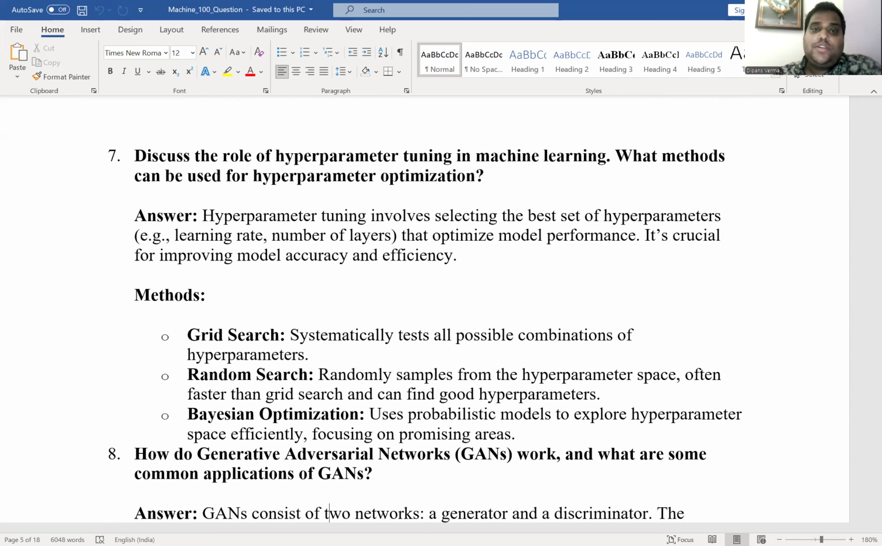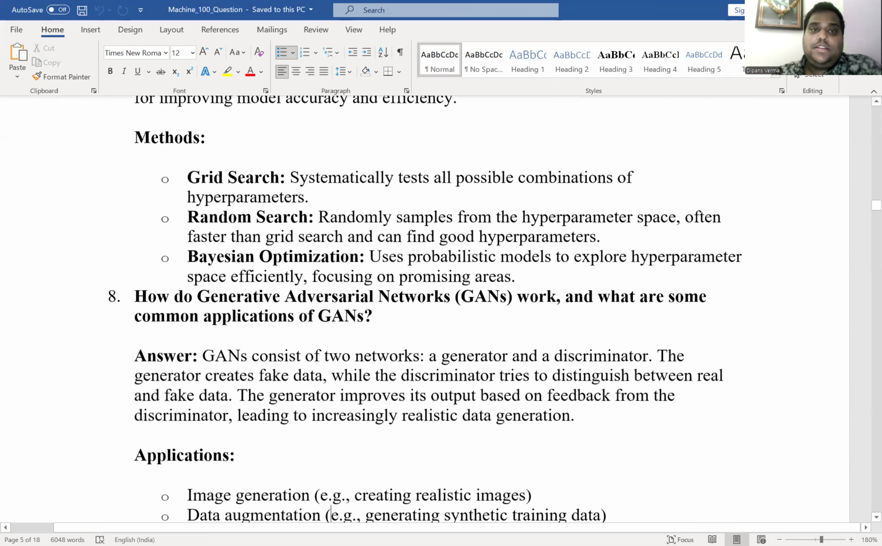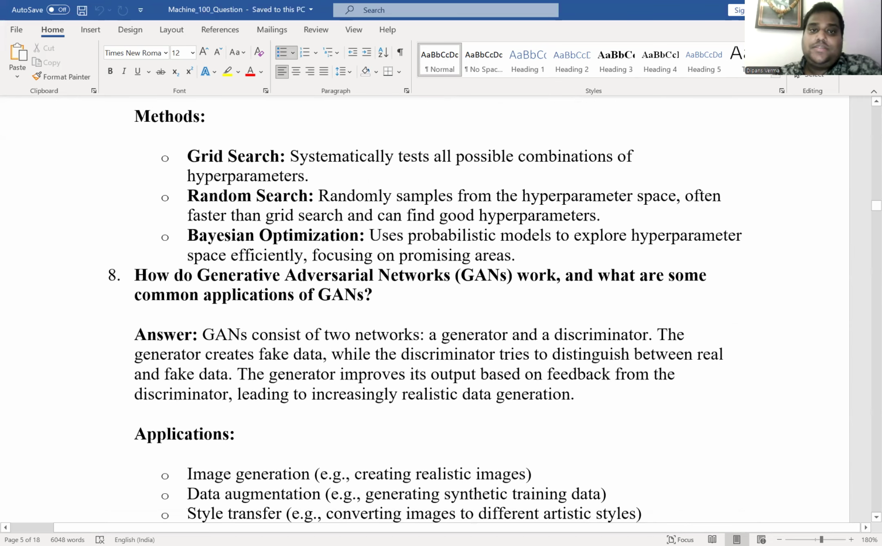are crucial for the model. Grid search is a method that systematically tests all possible combinations of hyperparameters. Random search randomly samples from the hyperparameter space, often faster than grid search, and we can find good parameters. Bayesian optimization uses a probability model to explore hyperparameters, specifically focusing on promising areas.